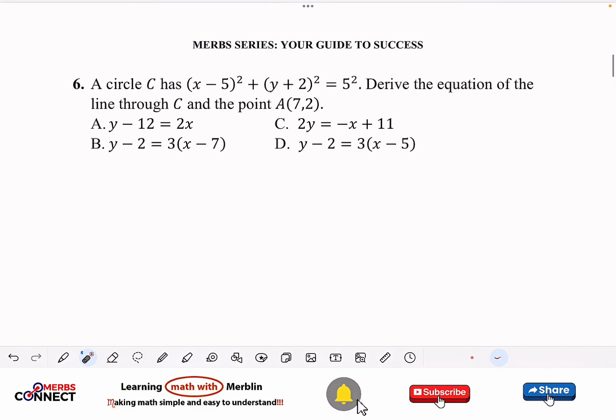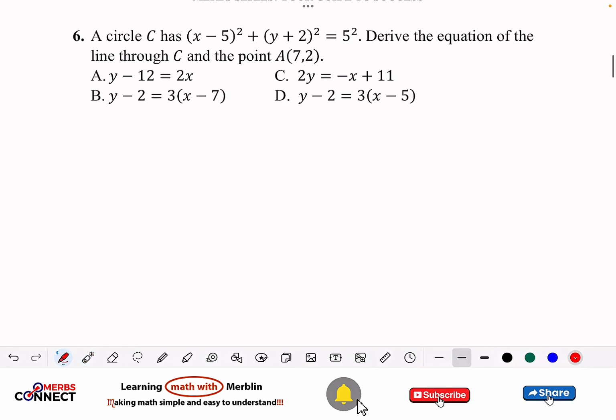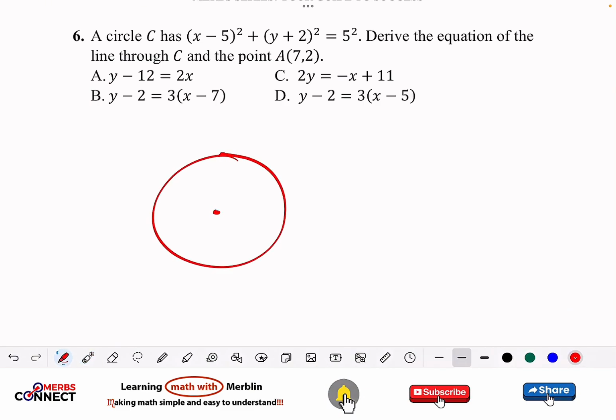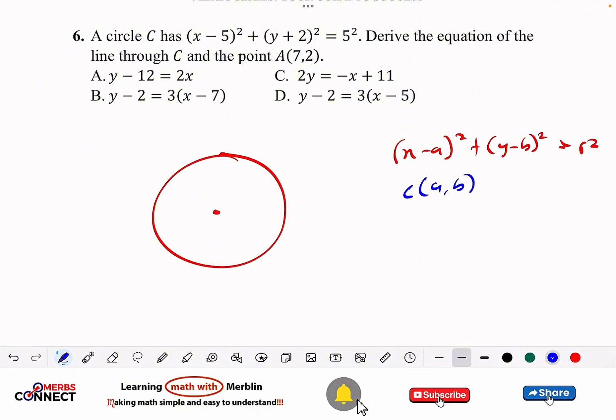Now a circle has this. We want to derive the equation of the line which passes through C, which is the center, and this point. So let's try and find out. So we have a circle like this, which has a center. Now let's try and pick the center from this. Remember the standard form, x minus a squared plus y minus b squared is equal to r squared. So here, center is a and b. Compare this one. You see there is minus already here.